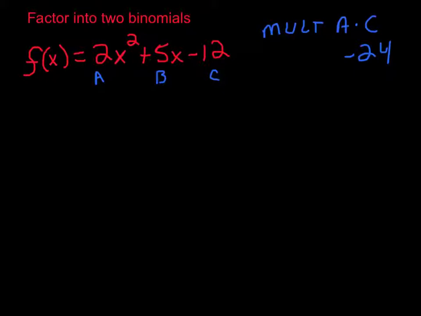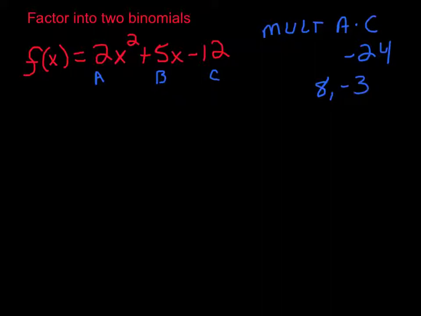Okay, so now we've got negative 24, and we've got to see what two numbers multiply together to give me negative 24, but add together to give me my b, which is 5. So I've got to figure out two numbers. They multiply to give me negative 24, so I know one of them is going to be positive, one of them is going to be negative. They have to add together to give me a positive 5. So I figure out that my two numbers are positive 8 and negative 3.